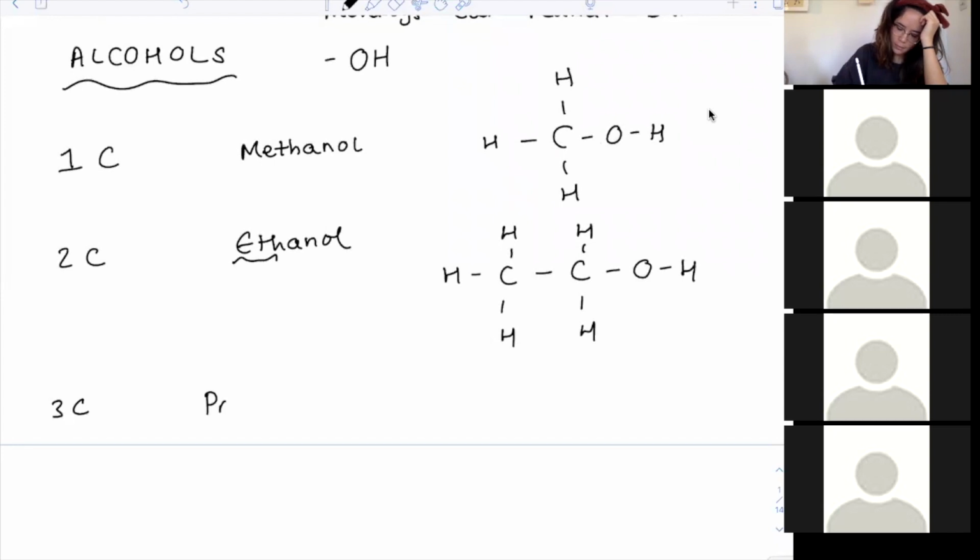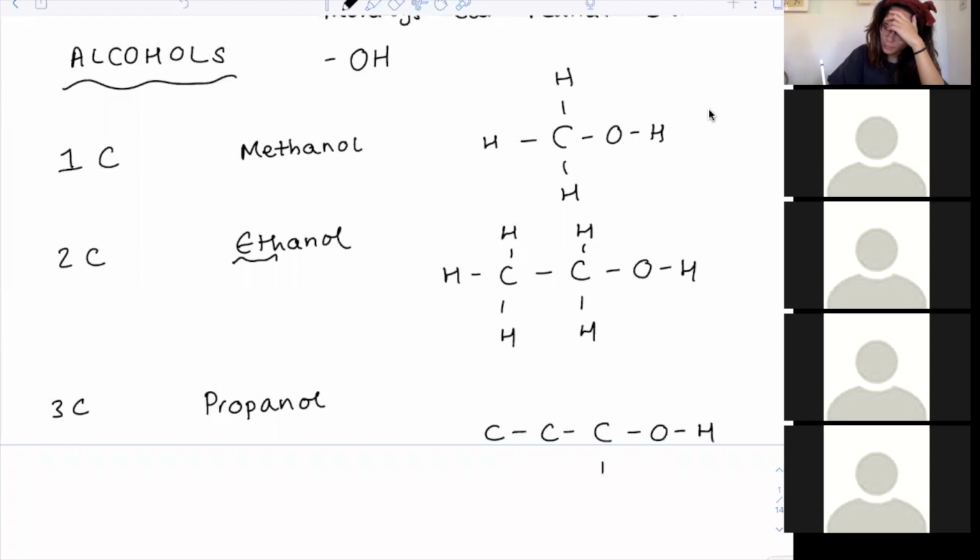3 carbons now. Propanol, monkeys eat peanut butter, so peanut, propanol. We have 3 carbon atoms in a row. The OH functional group again. Complete the molecule.